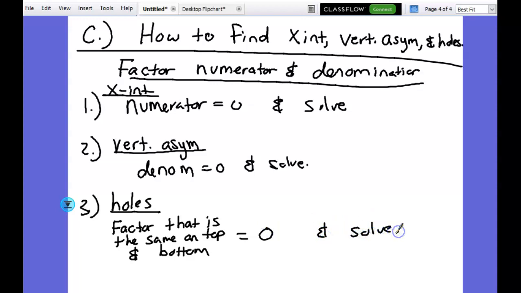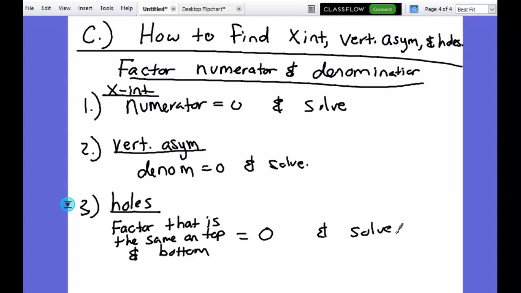Now, a rational function, you guys, may not have some of these things, okay? So it may not be possible to set the top equal to 0 and solve. I'll show you an example. We'll probably see an example like that today. But it may not be possible to set the top equal to 0 and solve. That would mean that there's no x-intercepts.